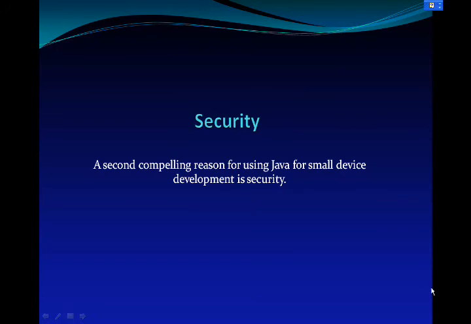Security. A second compelling reason for using Java for small device development is security. Java is well known for its ability to safely run downloaded code like applets. This is a perfect fit. It's easy to imagine nifty applications dynamically downloading to your mobile phone. But it's not quite such a rosy picture.